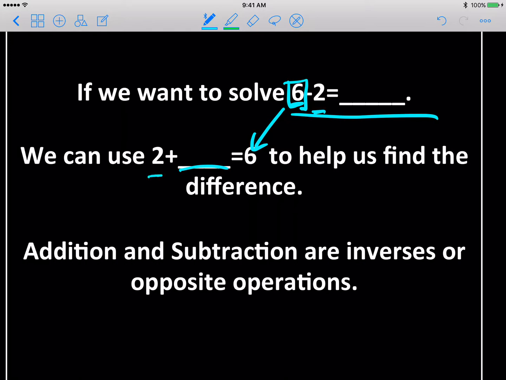This 2 here is one of the add-ins, so we're going to find the missing add-in. So 2 plus what is equal to 6, okay? So if I start at 2, I can count on until I get to 6. 2, and I'm going to go 3, 4, 5, 6. If I'm counting on, I counted 4 numbers, so 2 plus 4 is equal to 6. So if a 4 is our missing add-in here, we're going to put a 4 up here.